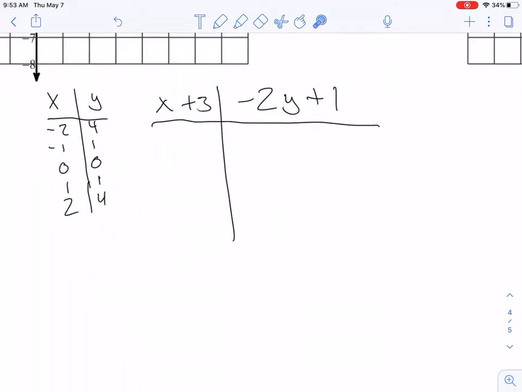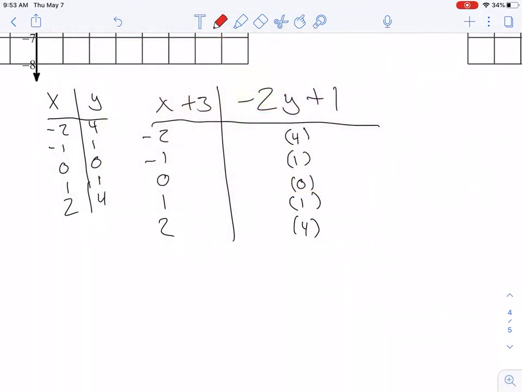Okay. So once we've done this, we take our parent values. For our x is -2, -1, 0, 1, and 2. For our y, it's 4, 1, 0, 1, and 4. And these all correspond with one another.